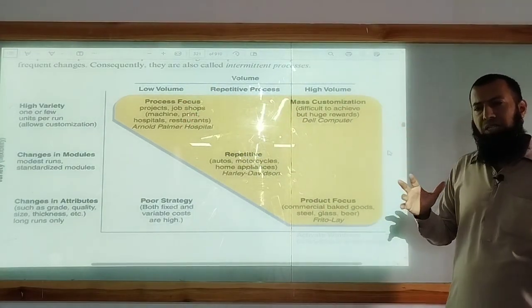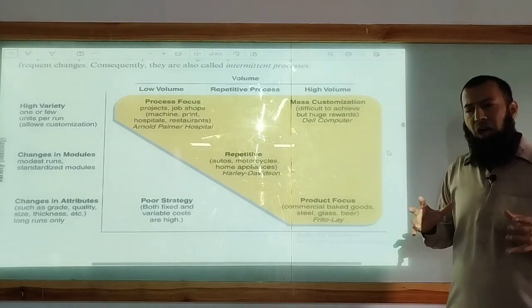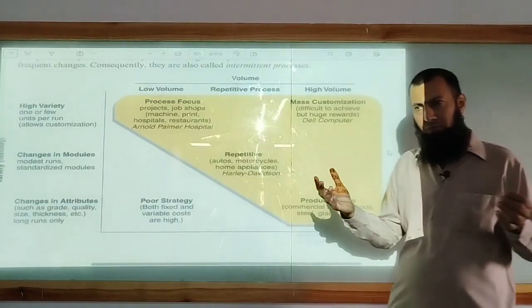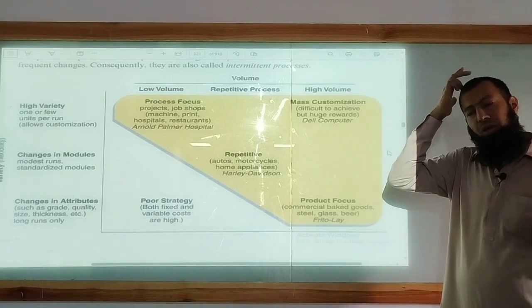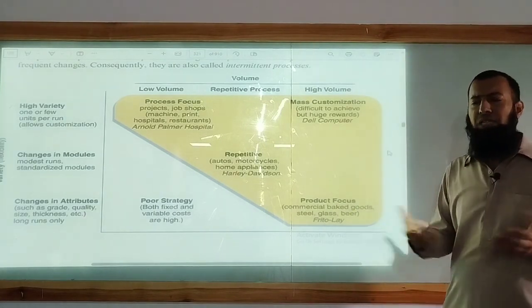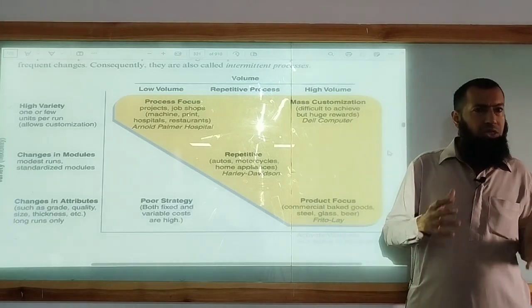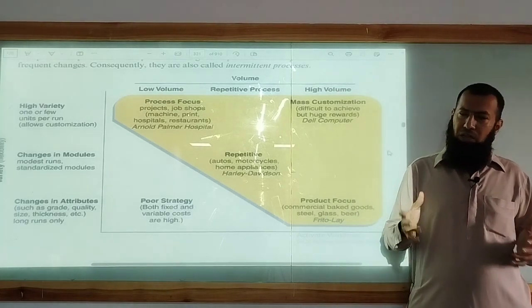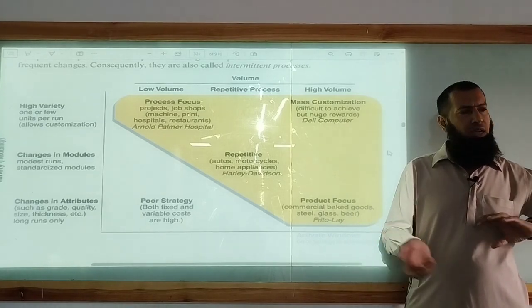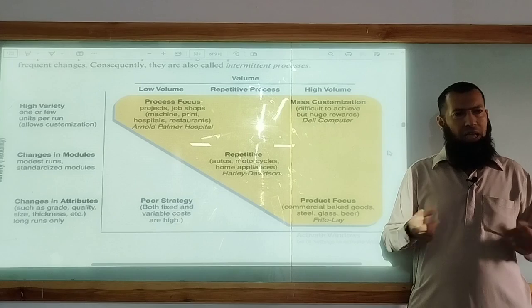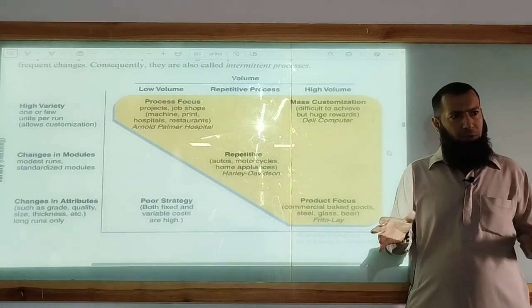Mass customization is where you have a large variety. High volume and high variety, because you have so many customers. PC is required by most of us. I already gave you the example before. I gave you the example of the United States, where my boss told me that we change our laptops every second year, and everyone at our home has a laptop.